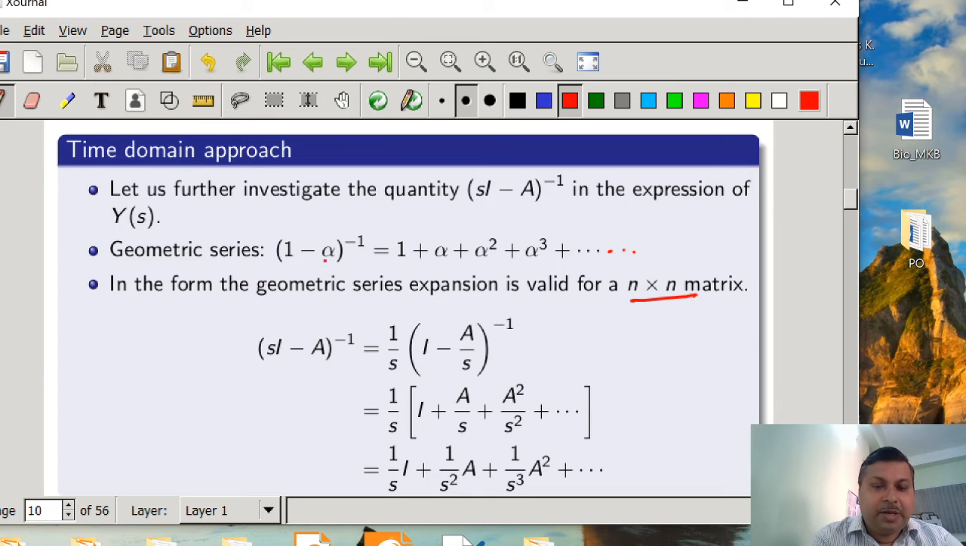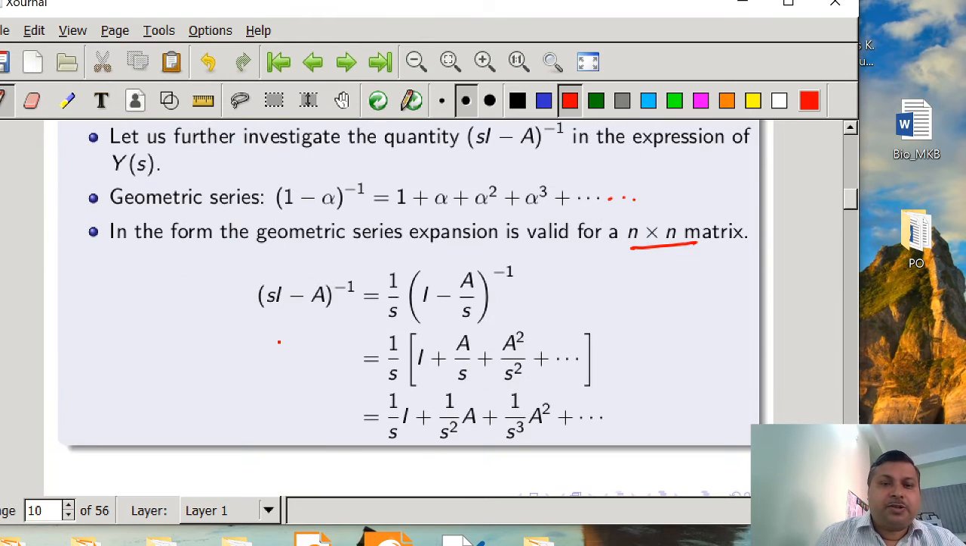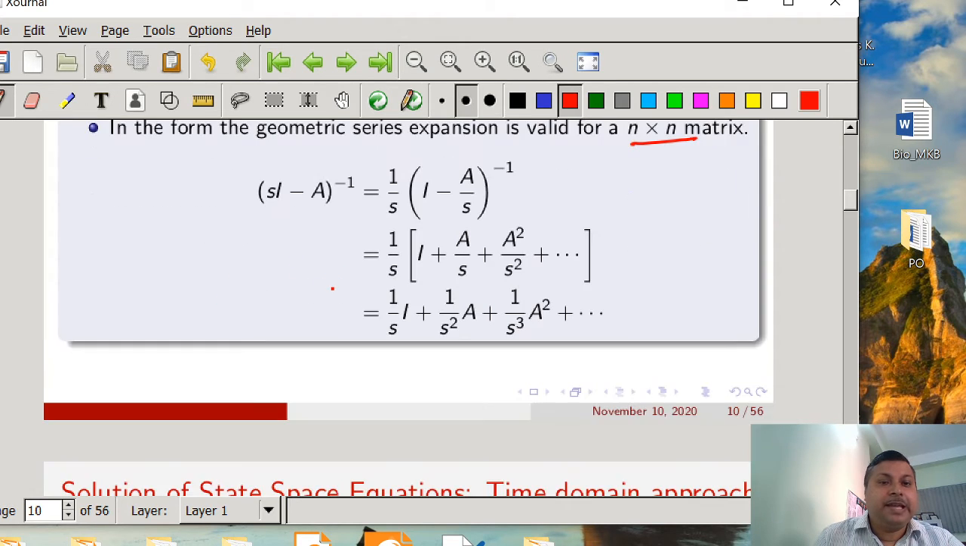So now it is very similar to the expression (1 minus alpha) to the power minus 1. Accordingly, we can write it as 1 by s into (I plus A by s plus A square by s square), and like that the terms will be there. Now if we multiply by 1 by s, then ultimately we are getting 1 by s into I plus 1 by s square into A plus 1 by s cube A square. Now our interest is to take the inverse Laplace of this term. We want to see how the inverse Laplace of (sI minus A) inverse will be.